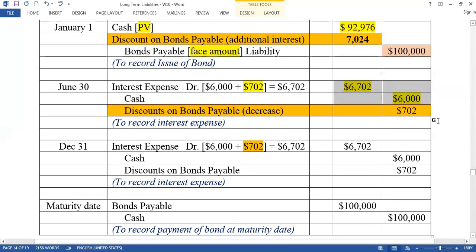What is the problem here? We record expense $6,702, right? But we are going to pay cash $6,000 today. When will you pay the remaining money? So you record expense $6,702, but you pay cash today $6,000. That means you pay less cash. When will you pay the other amount? When? Maturity date. Very good.